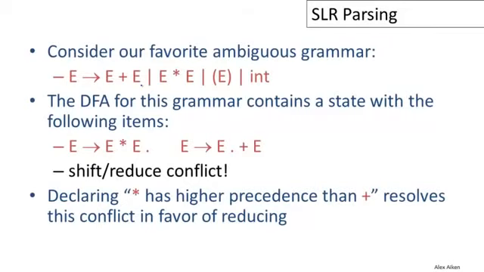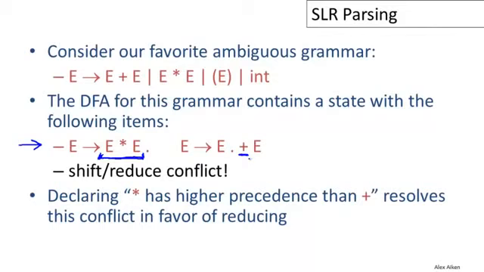If you build the DFA for the viable prefixes of this grammar, you will discover that there is a state that has the following two items in it. One says that if we see E times E, that we have seen E times E on the stack, and that we can now reduce by E goes to E times E. The other one says that if there's a plus coming up in the input, we should shift. And notice that this is exactly the question of whether times has higher precedence than plus.